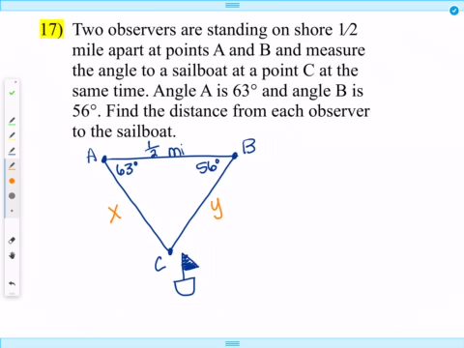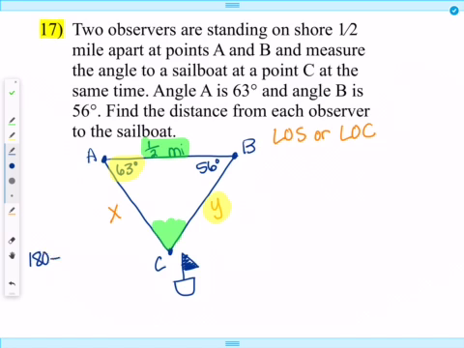Okay, so to find those distances, this is going to be either law of sines, LOS, or law of cosines. Remember, we can use law of sines if we have some pieces that match together. So like this 63 right here would match with the Y. We don't know what Y is, so we need a complete pair. The 56 would match with the X, but once again, that's not a complete pair. The 1/2 mile would match together with this angle C, but the problem there is that I don't know what that angle C is. Hopefully right now you're thinking that you can actually find angle C because we have the other two angles of the triangle.